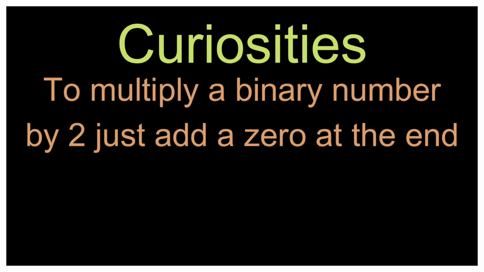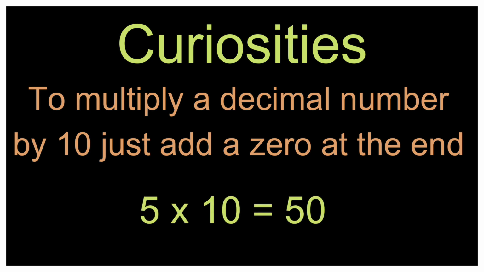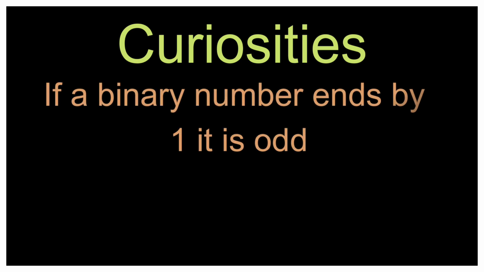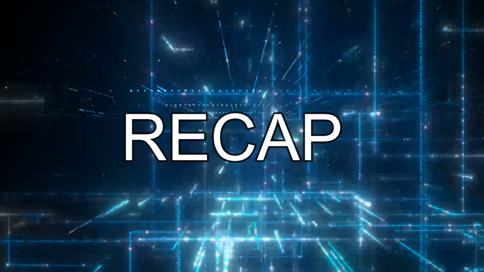Now, 2 very practical tips for you. To multiply a binary number by 2, just add a 0 at the end. It's exactly like in decimal. When you multiply by 10, you just add a 0. And here's a trick you'll never forget. If a binary number ends with 1, it's odd. But if it ends with 0, it's even.